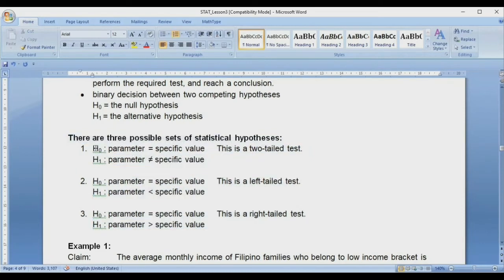So we have here, number 1, lagi sila magkasama, yung null sa alternative. H0, null hypothesis, parameter is equal to specific value. And then alternative hypothesis, parameter is not equal to specific value. So bakit siya tinatawag na two-tailed? Kasi gumamit ka ng not equal. If you will notice, lahat ng null hypothesis dito, lahat gumamit ng equal. Ang null, lagi siyang equal.